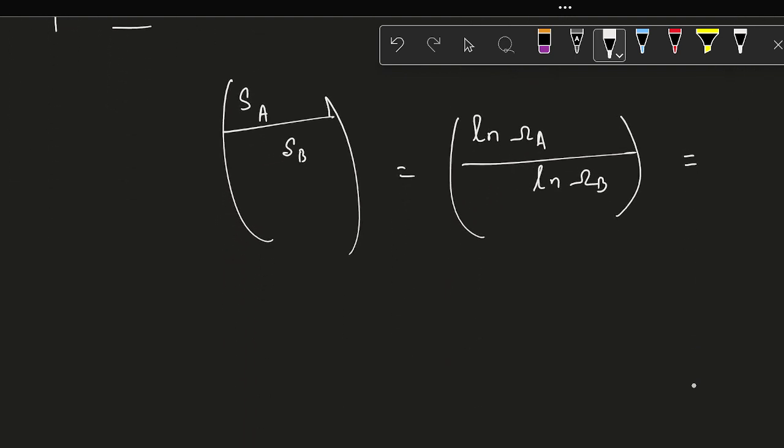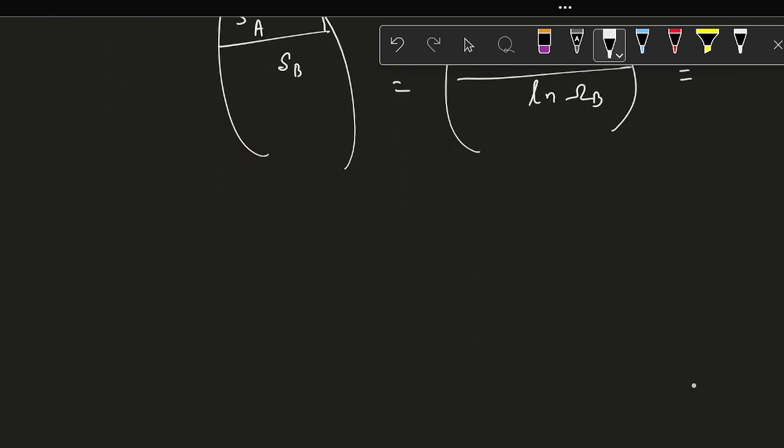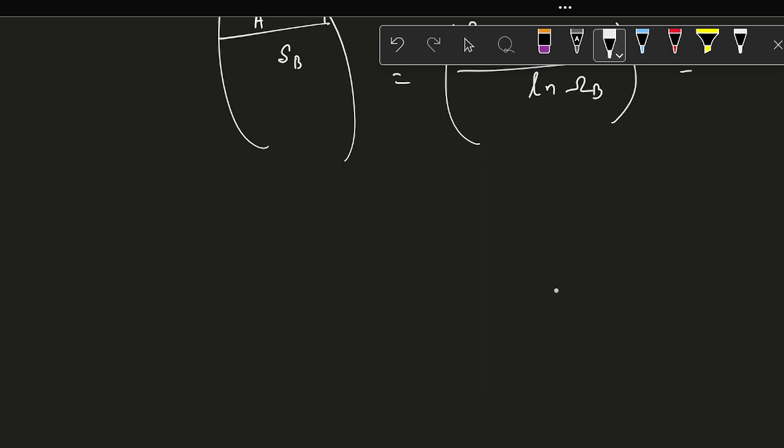Or let's not take the ln at first, because we know that whichever omega is greater, the S corresponding to that omega will be greater, because S equals k_B ln omega. So if omega is greater, S will automatically be greater. Let us not do the ln, because that will only make the problem complicated. Let us just look at which omega is greater. So we will do omega_A by omega_B as a simple ratio, without taking the ln.